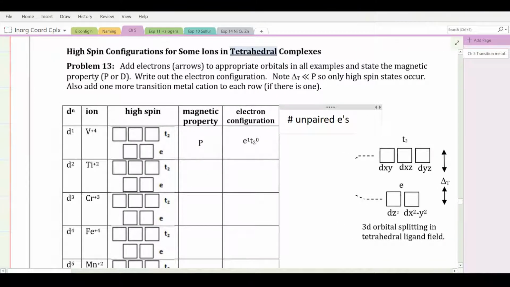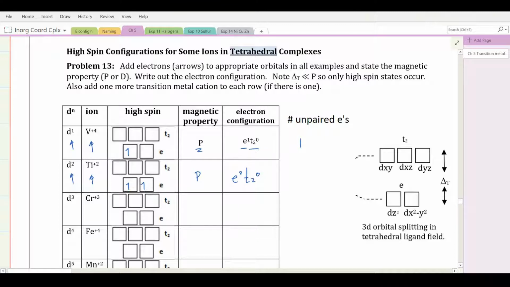Let's do maybe the first one together, and then I'll let you do the rest and just show you the solutions. So with 1 d electron, such as in vanadium plus 4, it'll fill the lowest energy orbital first. This is paramagnetic. It would be described as e1 t2 0. The number of unpaired electrons is 1. If we had 2 d electrons, such as in a compound like titanium plus 2, we'd fill the lower energy orbitals first, still paramagnetic, e2 t2 0, and so on.